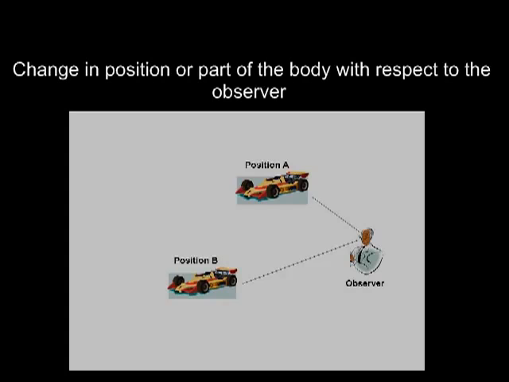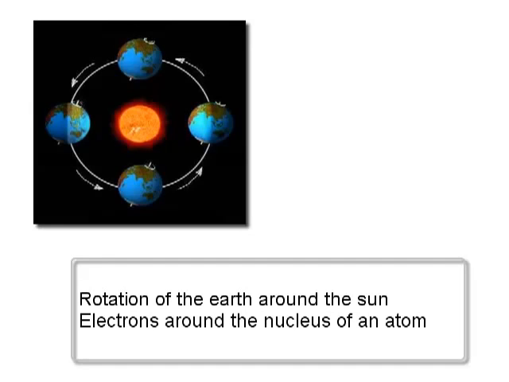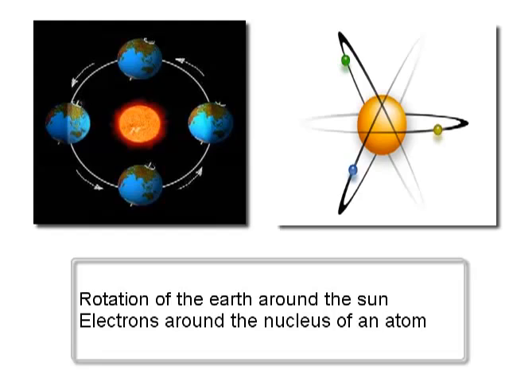Welcome students. Today we will study the first chapter from paper 1, circular motion. In general, motion of a body is change in its position or part of the body with respect to an observer. Circular motion is motion of a body along the circumference of a circle. For example, motion of the earth round the sun or motion of the electrons round the nucleus are the examples of circular motion.